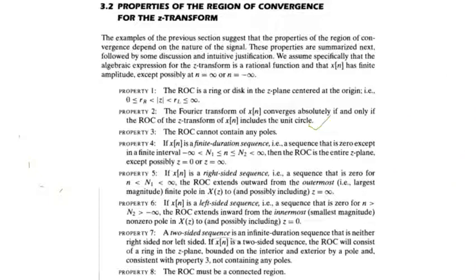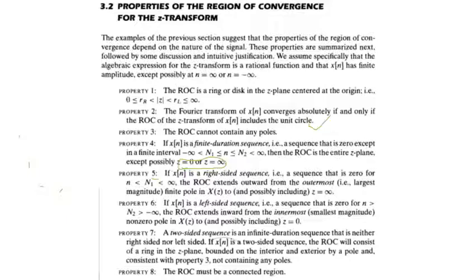If the sequence is finite, we have seen that the ROC will be the entire Z plane. We can take all the values except 0 or infinity. There are only two possibilities that we cannot take, either 0 or infinity.